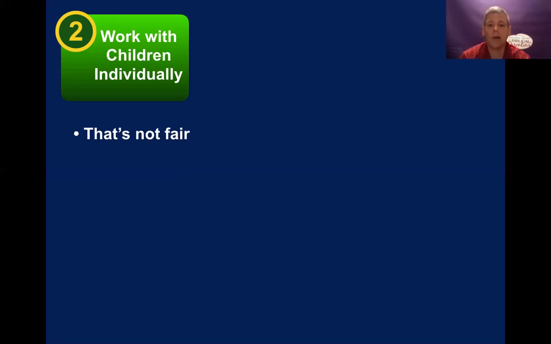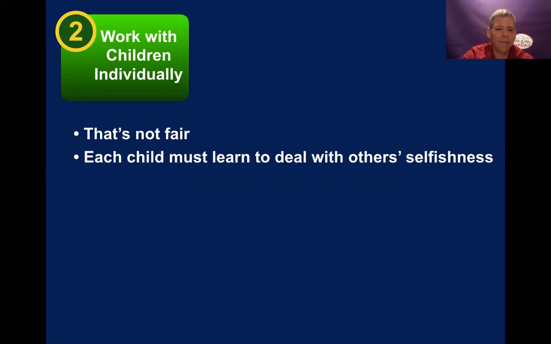God doesn't treat us fairly. That is, he doesn't treat us equally. He gives us what we need. In the parable, he gives some 5 talents, some 2 talents, some 1 talent. Why? Because that's the faith that person has. So the words "that's not fair" are not appropriate, and working with children individually helps us address that child's uniqueness, because each child must learn to deal with the other's selfishness. It's not a group thing that we're working on here.